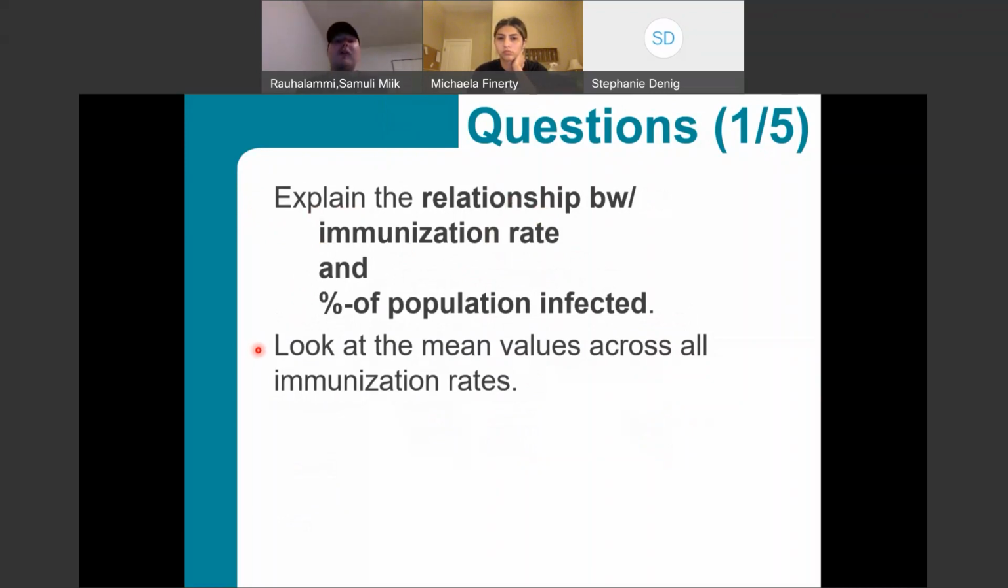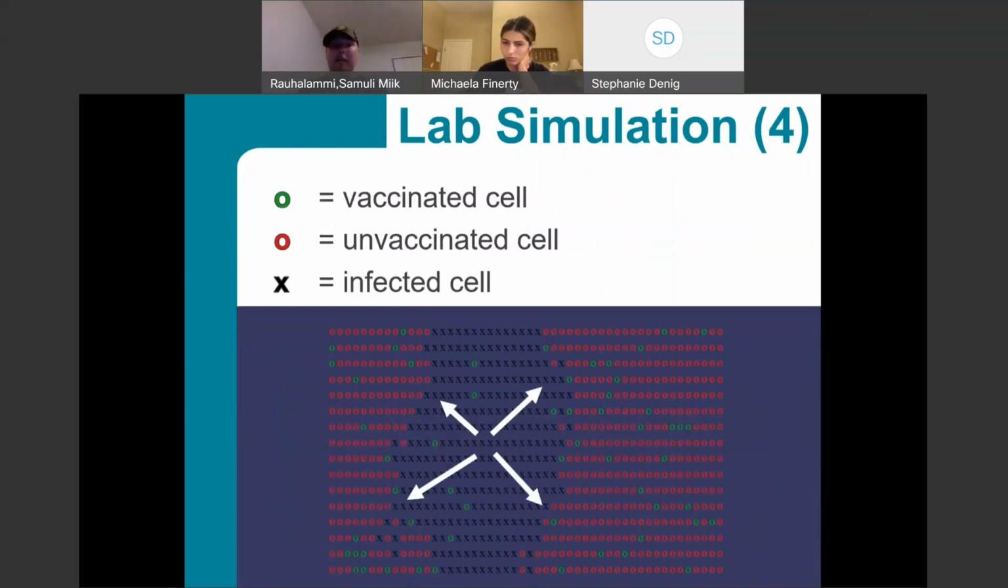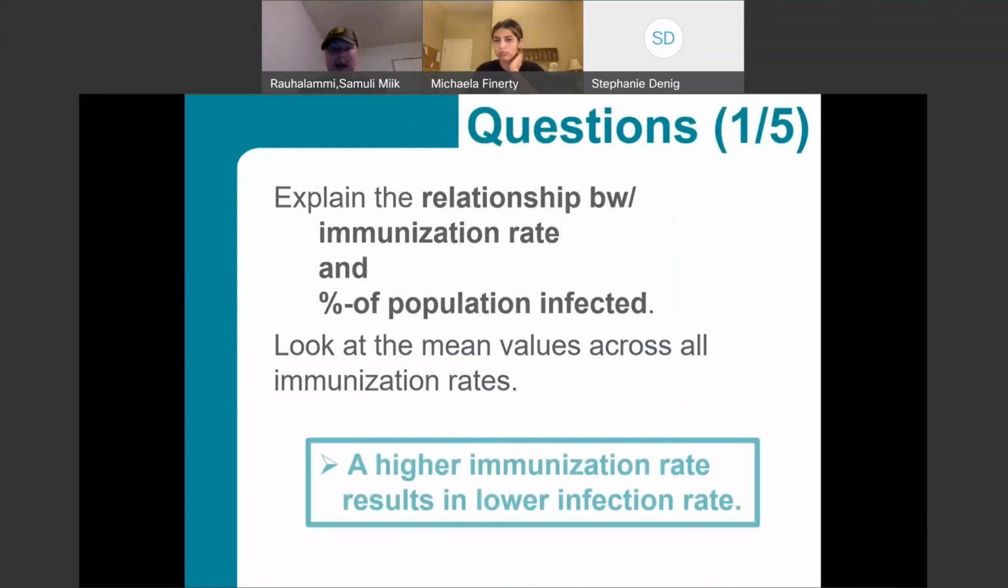I'm telling you that you should look at your mean values across all of these immunization rates that we talked about. Does it matter how much of the population has been vaccinated in terms of how many of the people get sick? And what we will end up finding is that, of course, it matters. If you have a higher immunization rate, we're going to have fewer infections. So a higher immunization rate results in a lower infection rate. That's the relationship between the immunization rate and the percentage of population that gets infected.